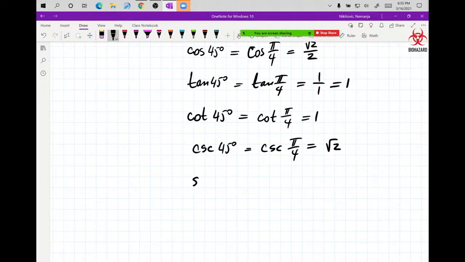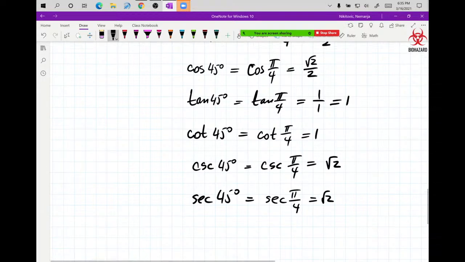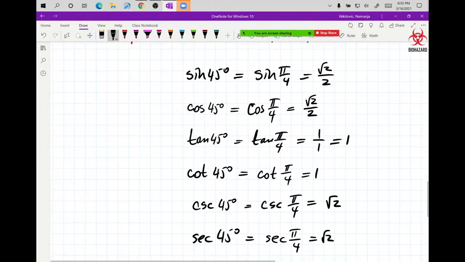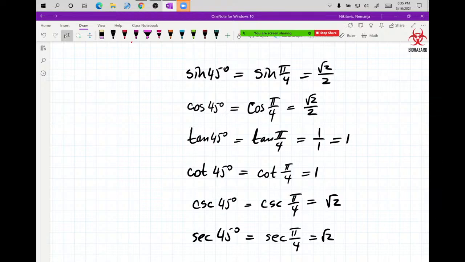And the secant of 45 is also the same way because you're flipping the other function, which has the same values. Is the secant of pi over 4, which is also root 2. So we figured out a couple of these values, which is really, really cool. Now we know all of them for a 45-degree angle.